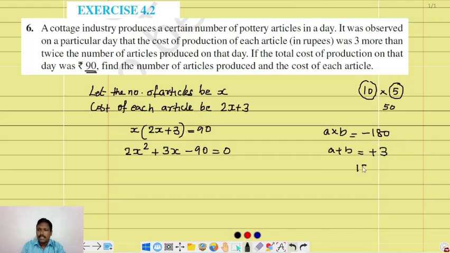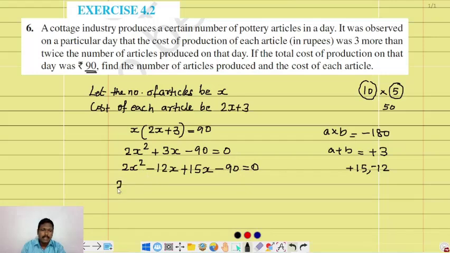So think of two numbers. What about 15 and 12? 15 and 12, the difference is 3. It's okay. And what about the product? 15 and 12, the product will be 180. So the numbers will be plus 15 and minus 12. So let us split the middle term. So 2x squared, instead of 3x you can write as minus 12x plus 15x minus 90 is equal to 0.